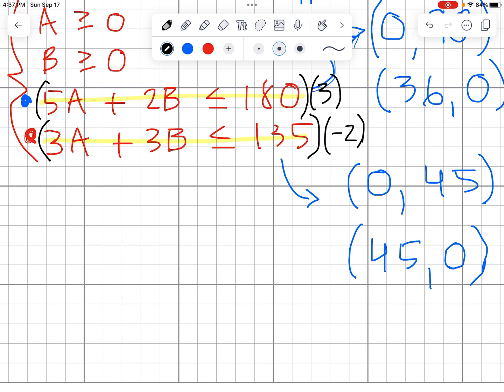Okay, so I'll go ahead and distribute. I get 15a plus 6b. And now I'm treating these as lines, and so I'm not going to write less than or equal to, I'm going to write equals. And then 3 times 180 is 540.